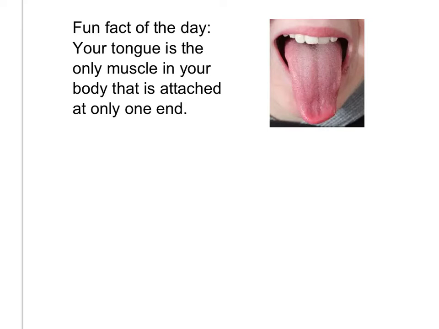Fun fact of the day today is that your tongue is the only muscle in your body that is attached at only one end, because it's attached in your mouth and then not attached over on this end. Every other muscle, biceps, triceps, abs, doesn't matter. They're all attached on each end. Alright, let's go ahead and get started with the math.